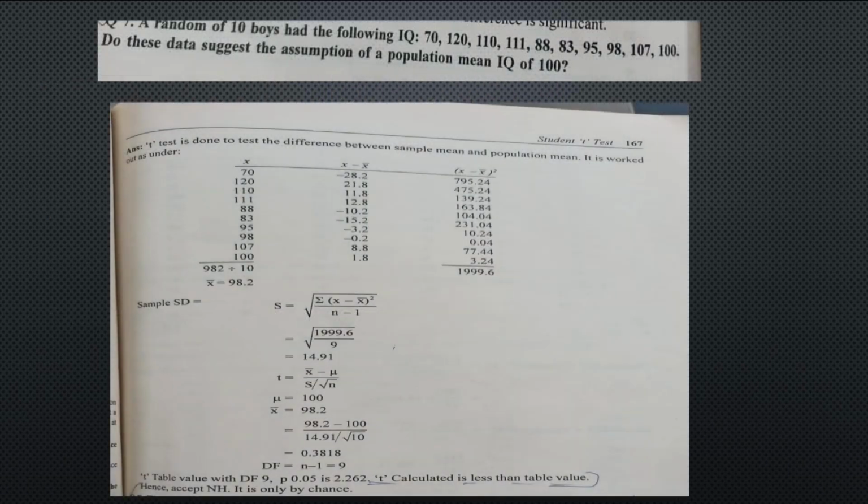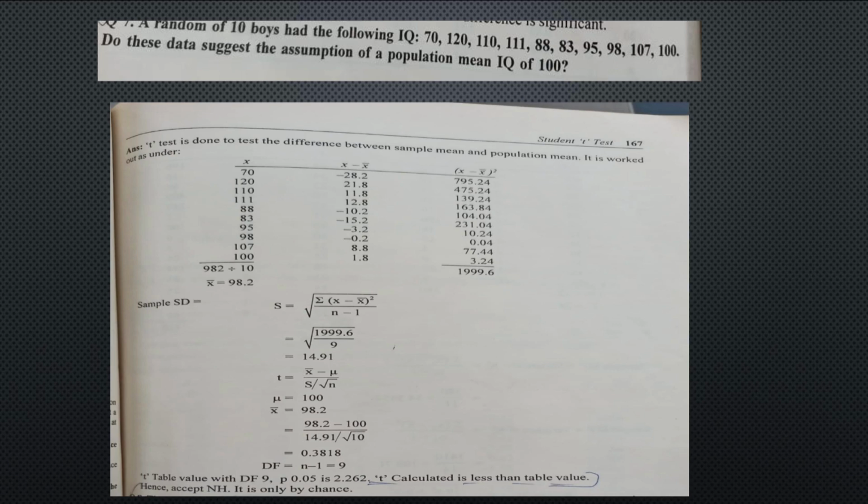Let us see problems. A random sample of 10 boys had the following IQ: 70, 120, 110, etc. Do these data suggest the assumption of a population mean IQ of 100? So a t-test is done to test the difference between sample mean and population mean. It is worked as under.